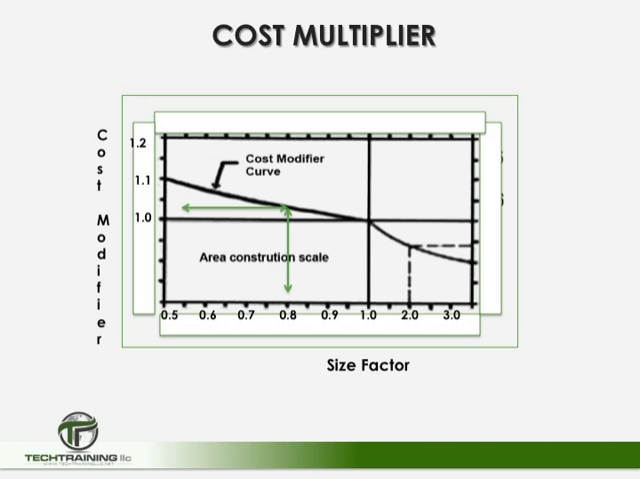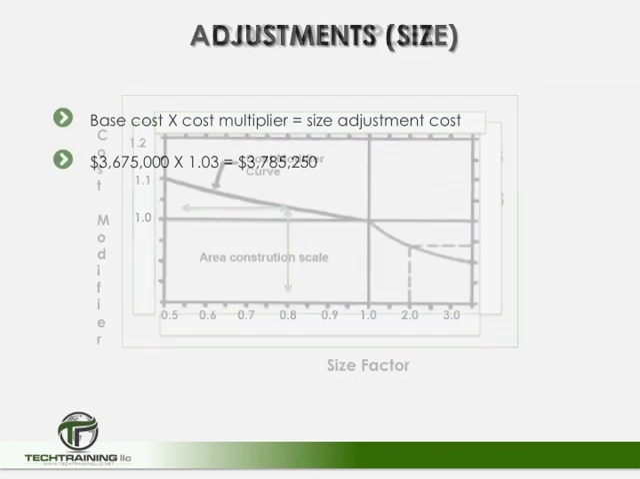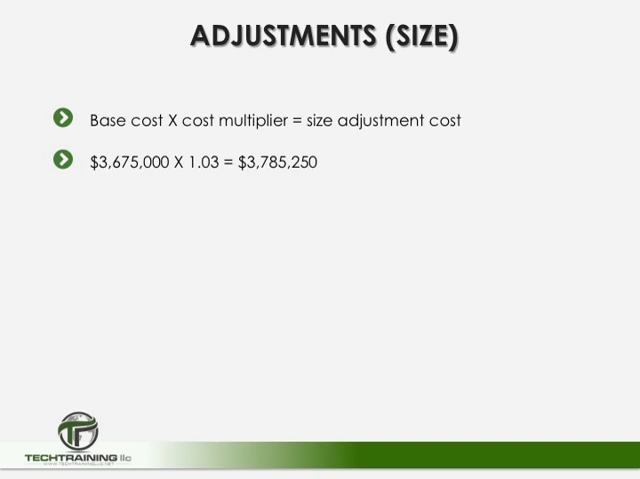So here at 0.80, we come up to the cost modifying line and then move off to the left or to the right, and we come up to approximately 1.03. One could argue we're at 1.05, but for this exercise, let's assume that we are at 1.03 as a cost modifier. Now we apply our cost modifier by simply taking the base cost and multiplying it by the cost multiplier. So $3,675,000 multiplied by the 1.03 cost multiplier gives us a cost of $3,785,250. So now we have made an adjustment for size.